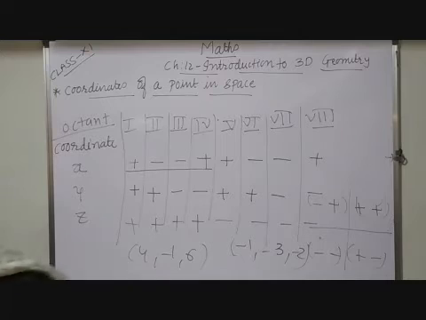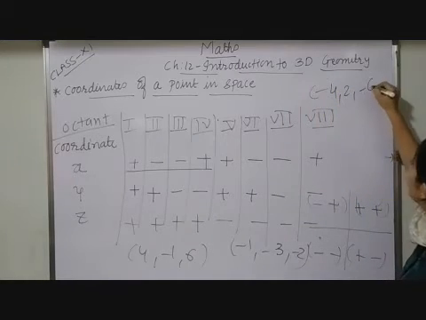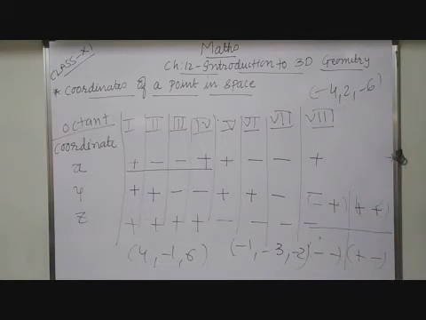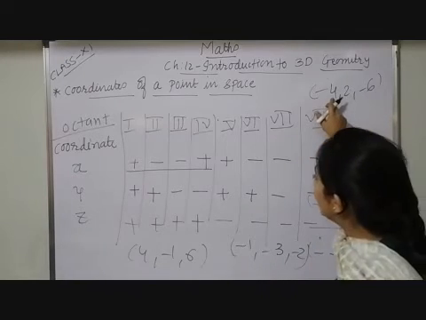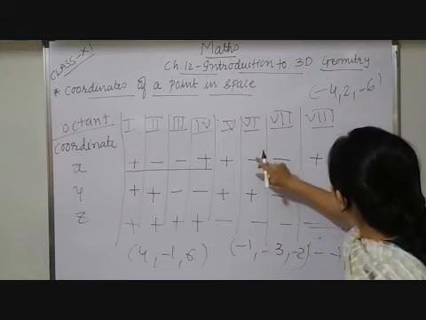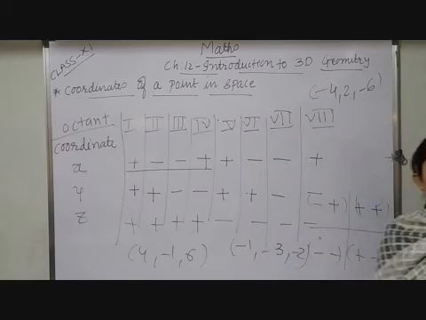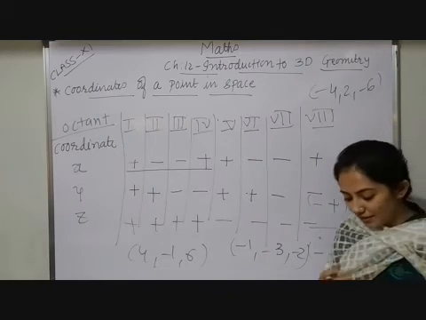In your exercise 4.1, some questions are there. One more example let me take. Minus 4, 2, minus 6. Which octant does it lie in? Your answer should be minus x, positive y, and z also minus. Minus plus minus. It lies in the 6th octant. So this way you may identify it.